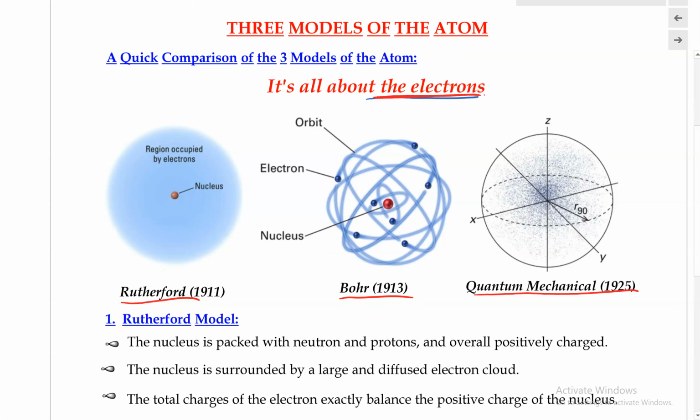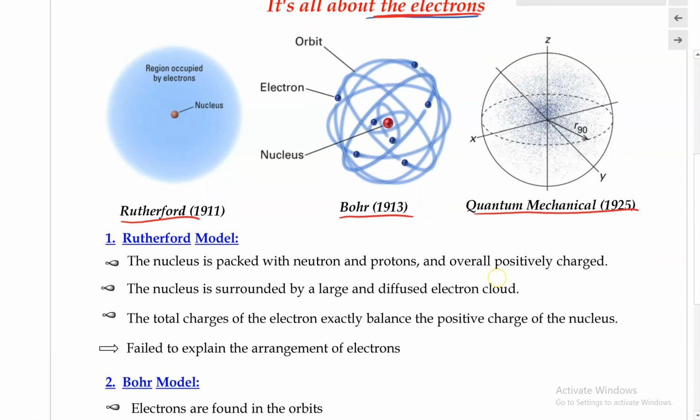It's actually not that easy for us to figure out where the electrons are surrounding the nucleus of the atom. The reason is that electrons are really tiny compared to the size of the protons and the neutrons, and because they're so tiny, they do not obey the laws of classical physics. Therefore, it's really difficult for us to understand the behavior of the electron. So each of these models is an attempt to explain where the electrons are.